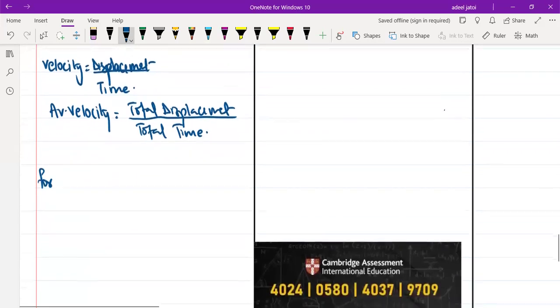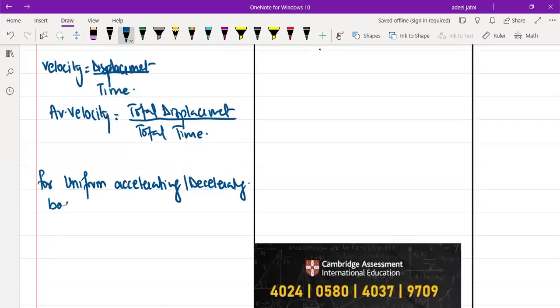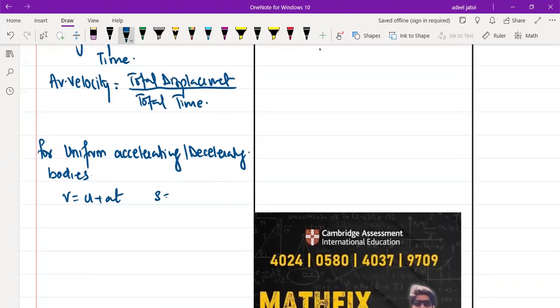For uniformly accelerating or decelerating bodies, your formulas are V is equal to U plus AT, S is equal to UT plus half AT square, or V square minus U square is equal to 2AS.